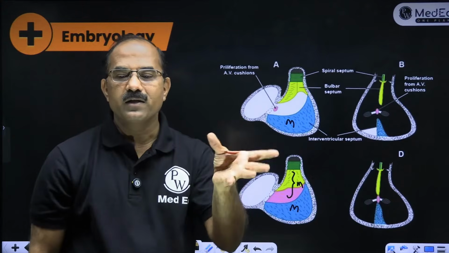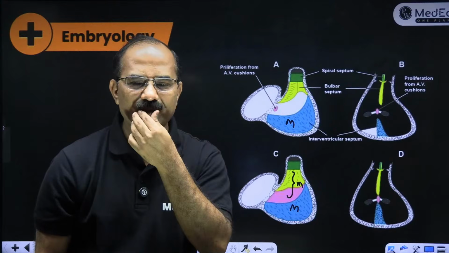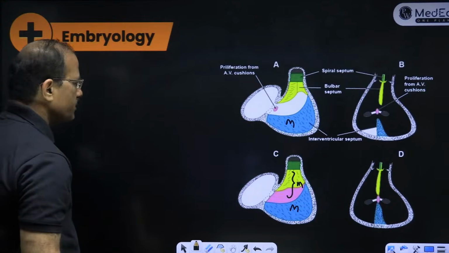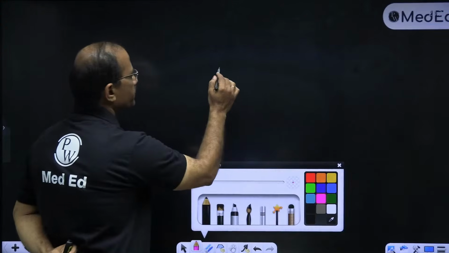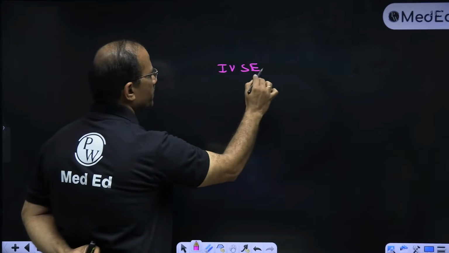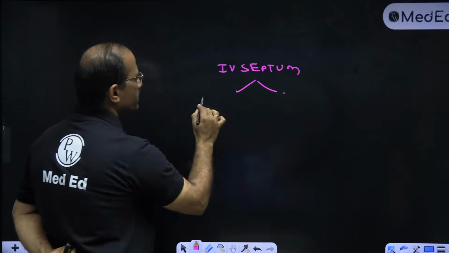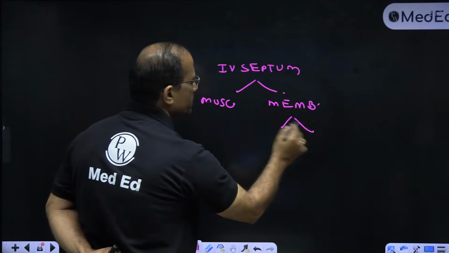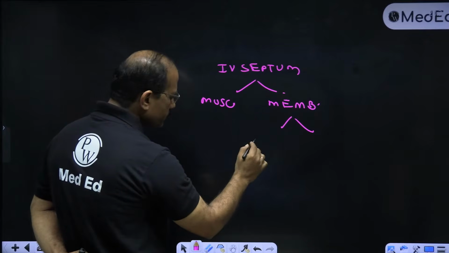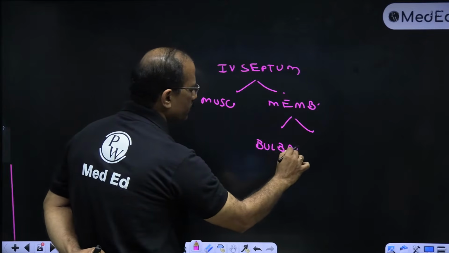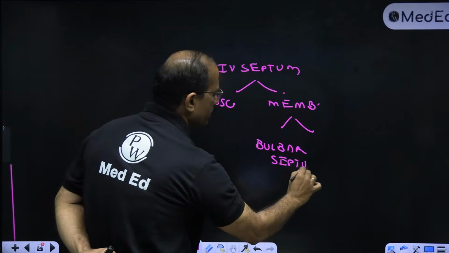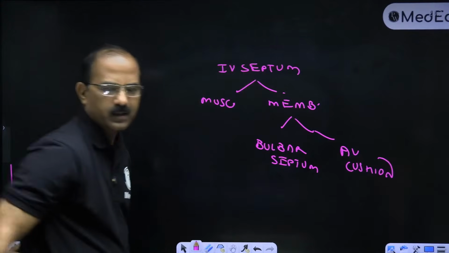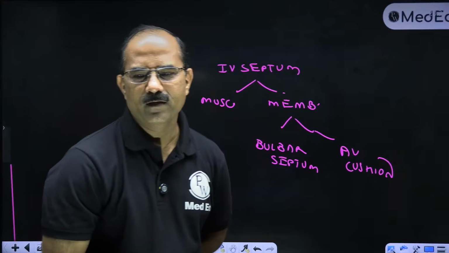The membranous part is derived from 2 sources. The interventricular septum is made up of 2 parts, muscular part and membranous part. The membranous part is derived from the bulbar septum and the AV cushion. Just remember this.